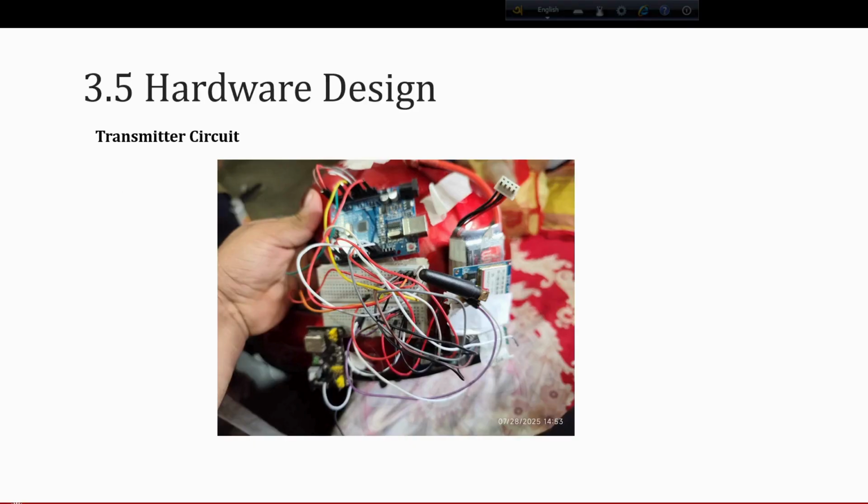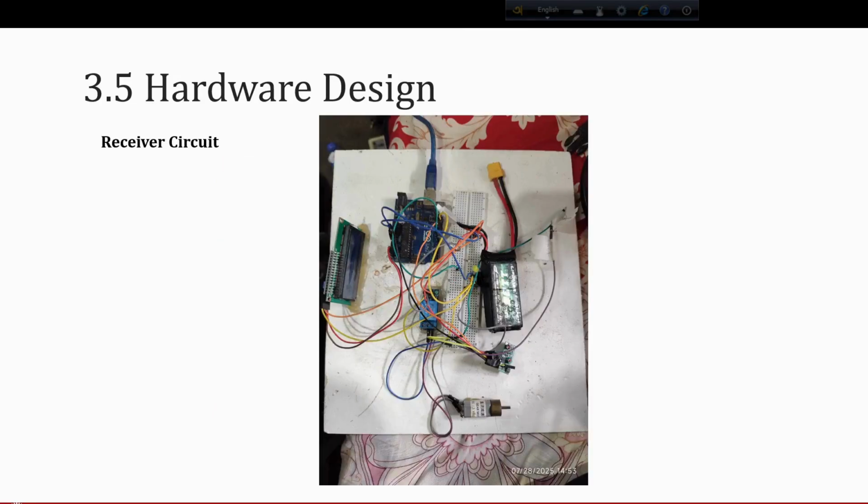Assalamualaikum, ID 2006067. This image shows the physical implementation of the transmitter circuit within the helmet, showcasing the Arduino, breadboard, battery, GSM module, and various wires. This image displays the physical setup of the receiver circuit, including the Arduino, LCD, breadboard, battery, and DC motor.